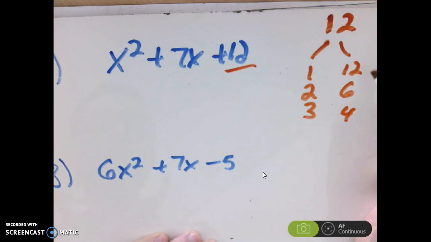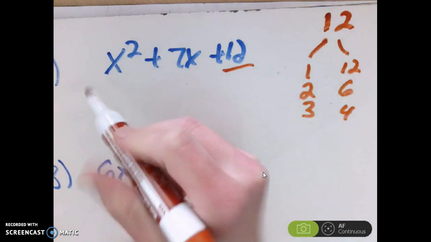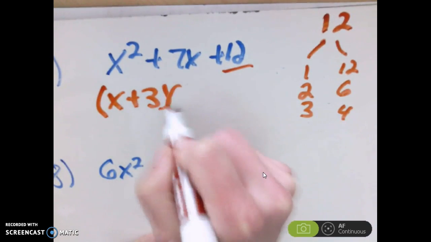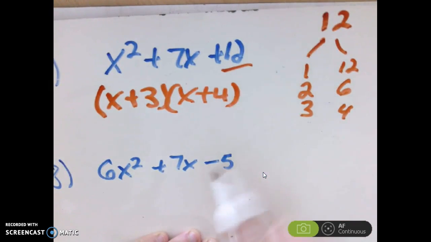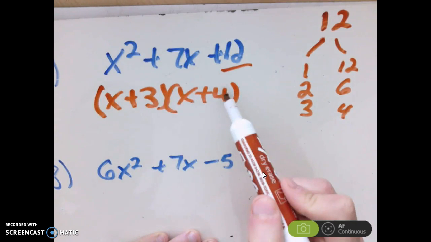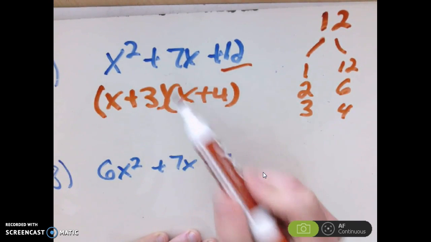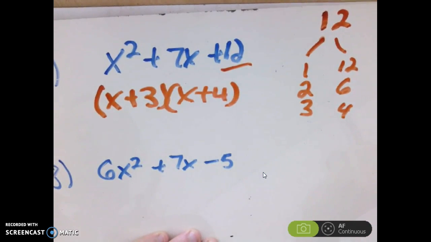So which one of these adds up to 7? 3 and 4 add up to 7. So I'm just going to take x plus 3 and multiply it with x plus 4. If I multiply this all out, I get x times x is x squared, x times 4 is 4x, x times 3 is 3x, so I add those together to get 7x, and then 4 times 3 is 12. So that would be how I got that.